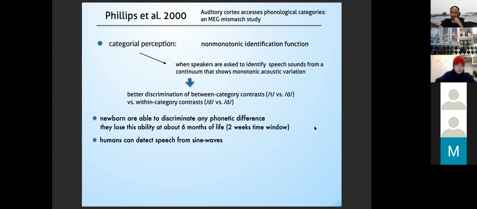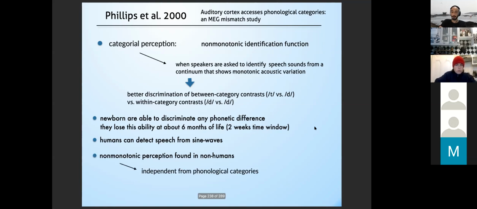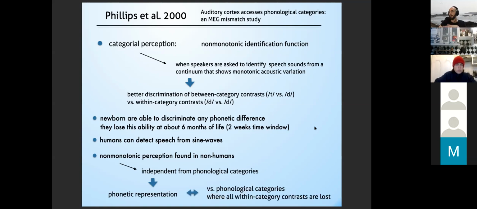Okay, right. So humans can detect speech from sine waves, right? Non-monotonic perception is found in non-humans, right? But this is independent from phonological categories. What we are really interested in is the discrimination of phonological categories, right? So we know that animals have phonetic representations, right? But we are interested in the phonological representation in humans.